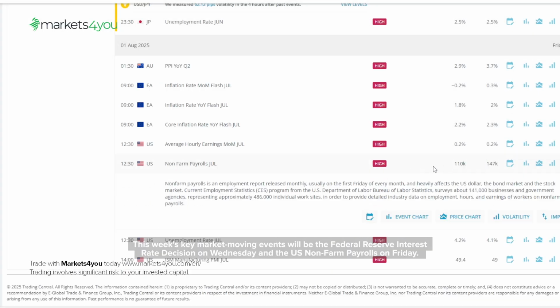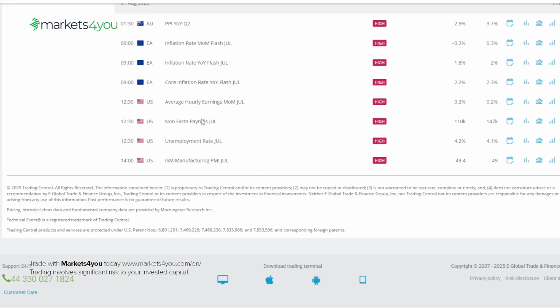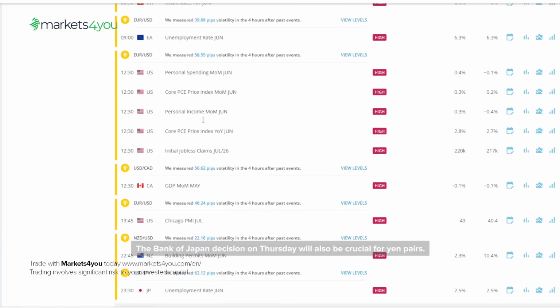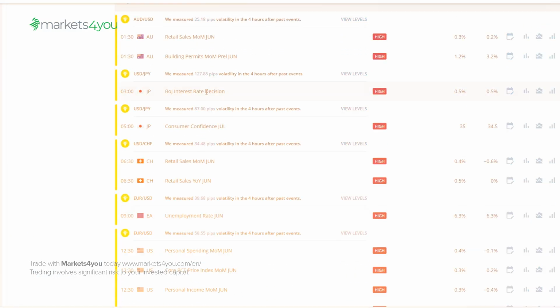This week's key market-moving events will be the Federal Reserve interest rate decision on Wednesday and the US Non-Farm Payrolls on Friday. The Bank of Japan decision on Thursday will also be crucial for yen pairs.